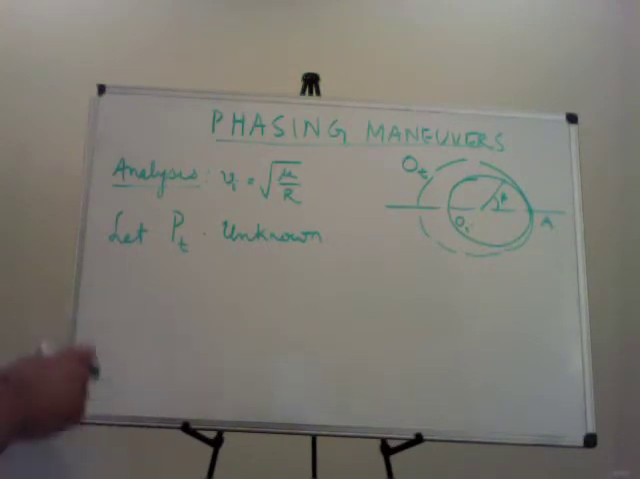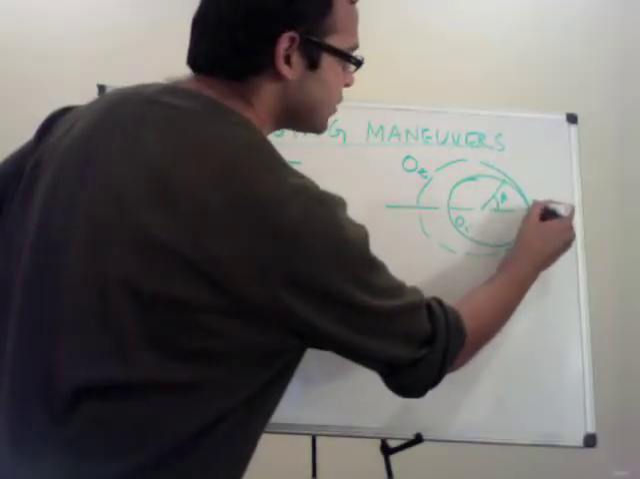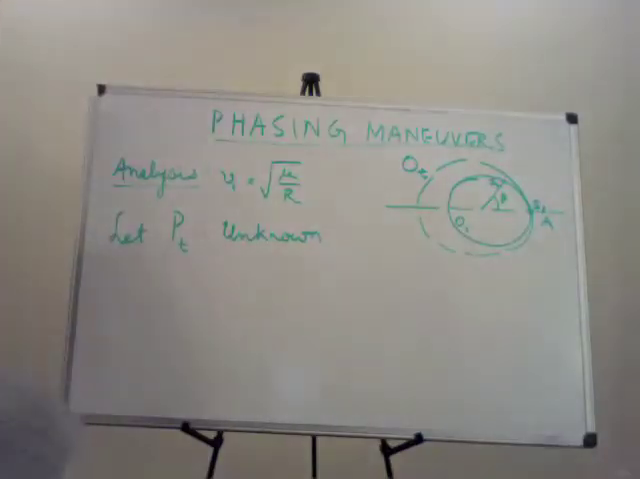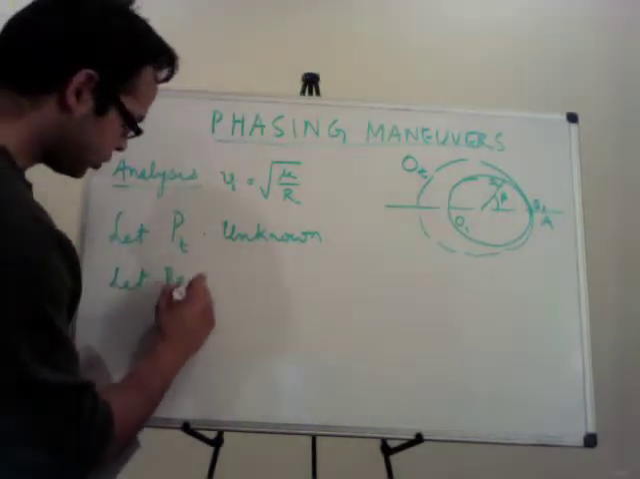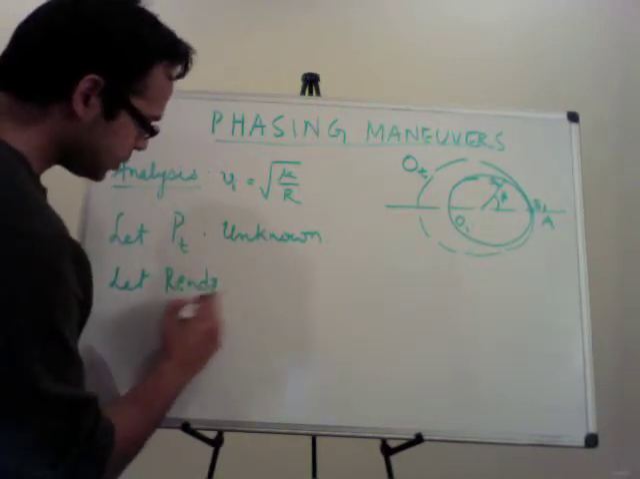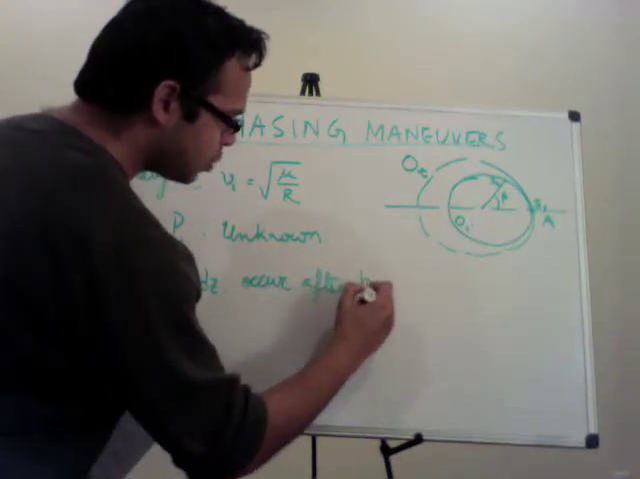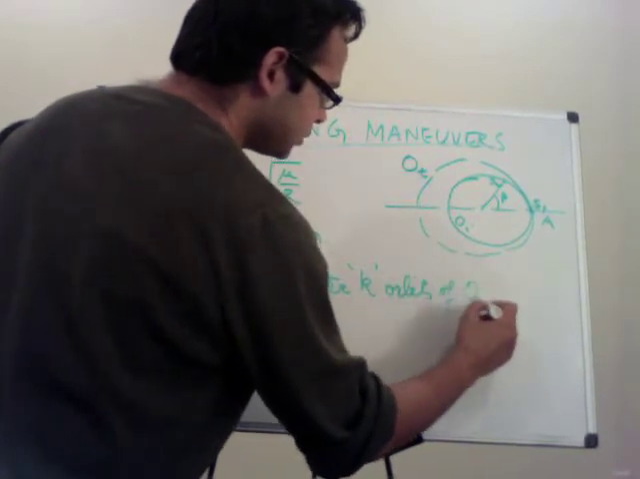All right, so here's what we are going to say: let the spacecraft S1, see S1 is right here, meet S2 at the same point, right? So what we are going to assume is that S1 meets S2 at point A after K orbits on the transfer orbit OT. So let rendezvous occur after K go-arounds, K orbits of OT.